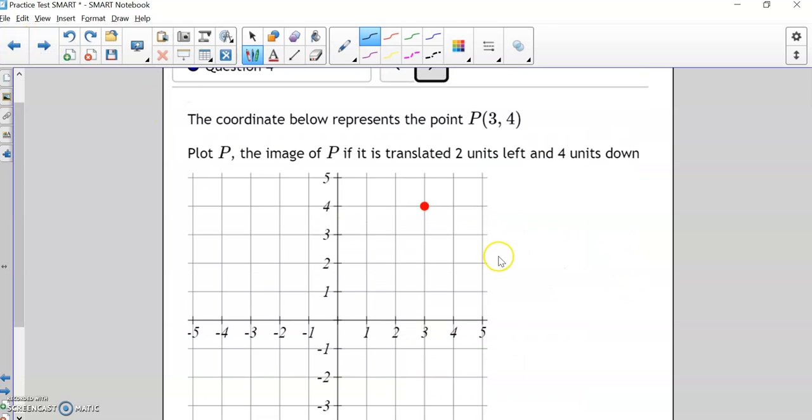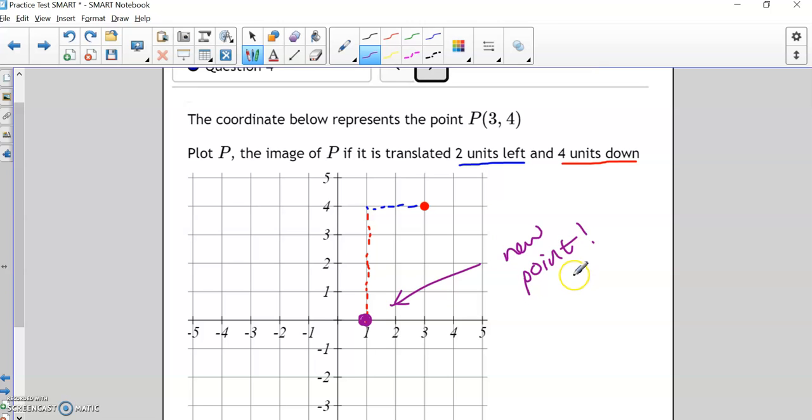All right, next we are translating this point 2 units left, ending us here. That's a bad visual. 2 units to the left, and then 4 units down. So that's going to bring us 1, 2, 3, 4. So our final point is going to end up right here. And that is all for that one.